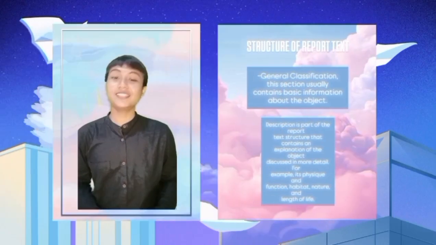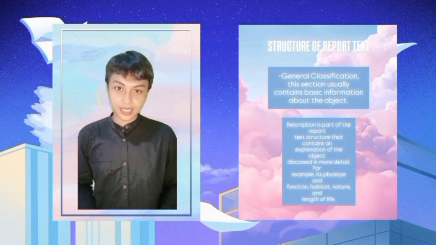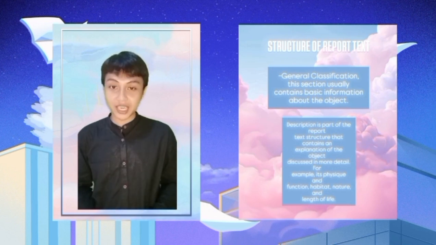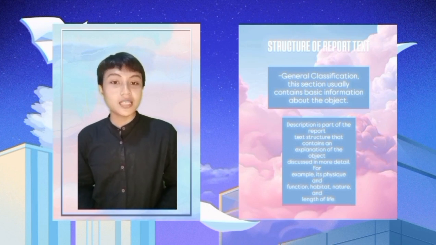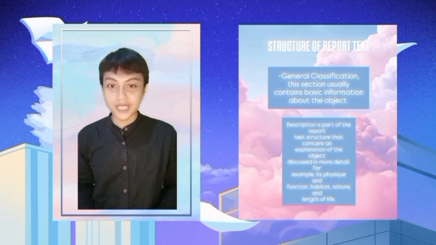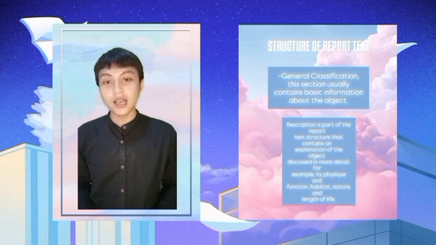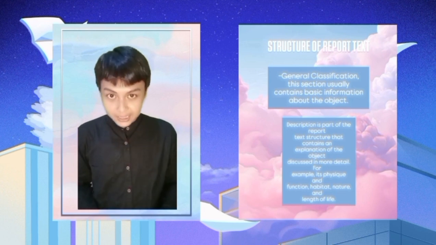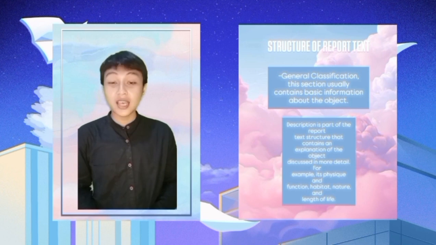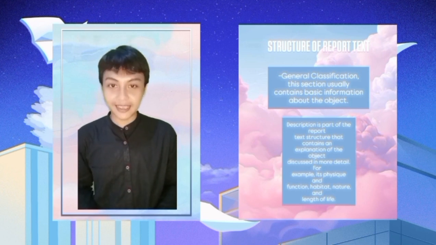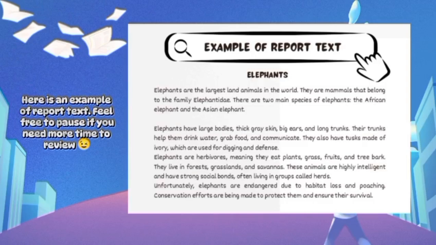Okay, last but not least is the structure of report text. First is general classification, which just contains basic information about the object, and the second is description, which contains an explanation about the object in more detail. Okay, so here is an example of report text. Feel free to pause if you need more time to review.